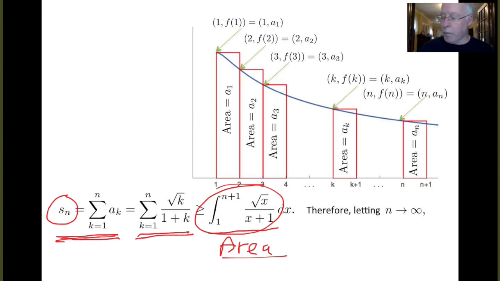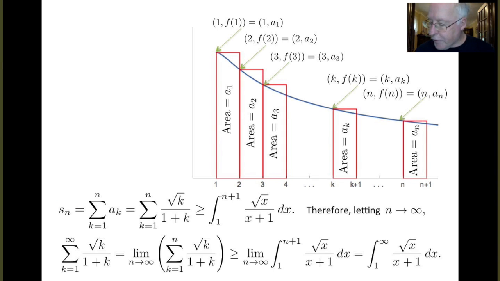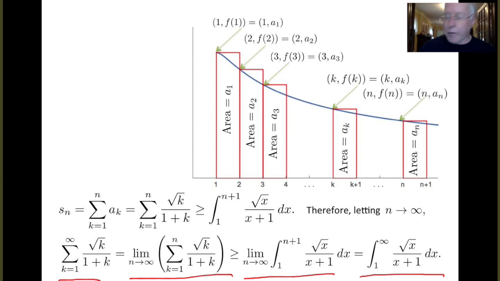And now if we let n go to infinity on both sides, we see that the sum of the series, which is the limit as n goes to infinity of the partial sums, is at least as big as the limit as n goes to infinity of the partial integral, the integral from 1 to n plus 1. And of course, that's just the integral from 1 to infinity, the improper integral. So this illustrates how the series is bigger than the integral. And because that integral diverges, we know the infinite series must also diverge. And this is divergence to plus infinity.